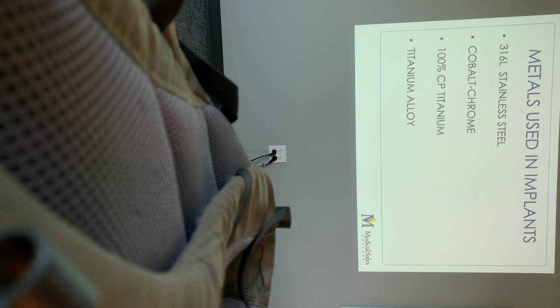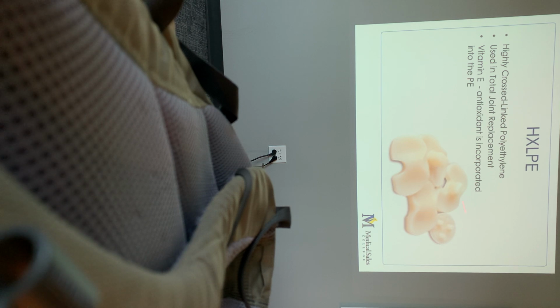The metals that we use are the stainless steel, cobalt chromium, titanium alloy, as far as the metals. And then we have our ultra high molecular weight polyethylene. That's still ultra high molecular weight polyethylene. That hasn't changed. What has changed is the processes they use to slightly modify the characteristics of the polyethylene. And that's cross-linking and using vitamin E or both.